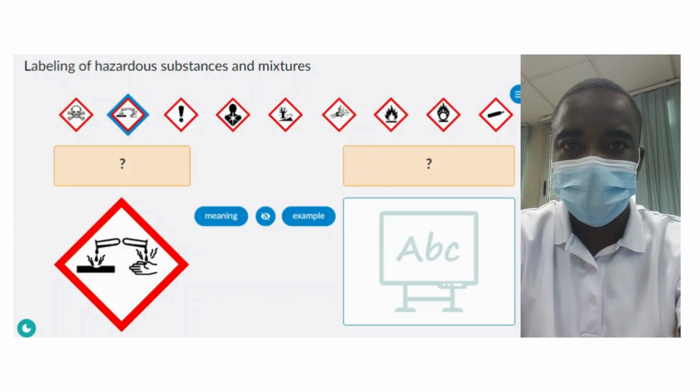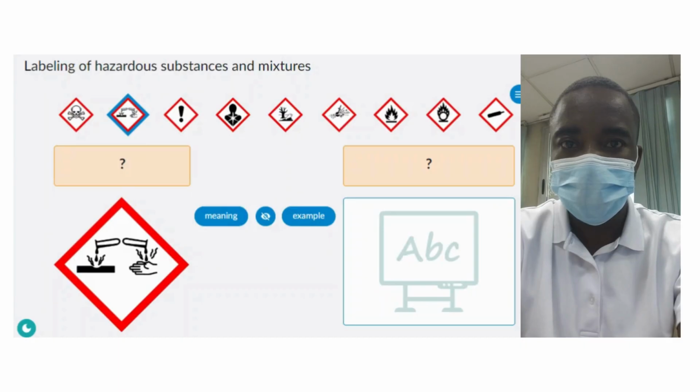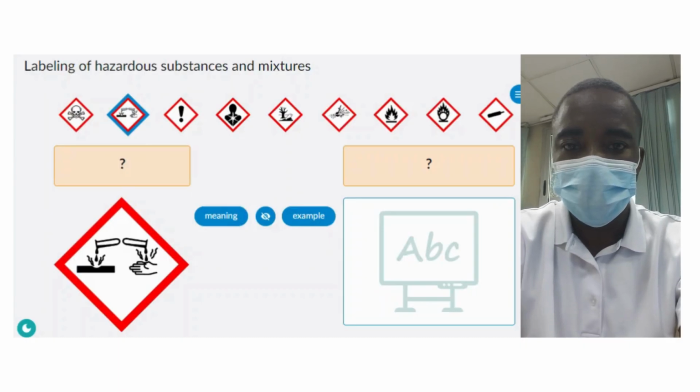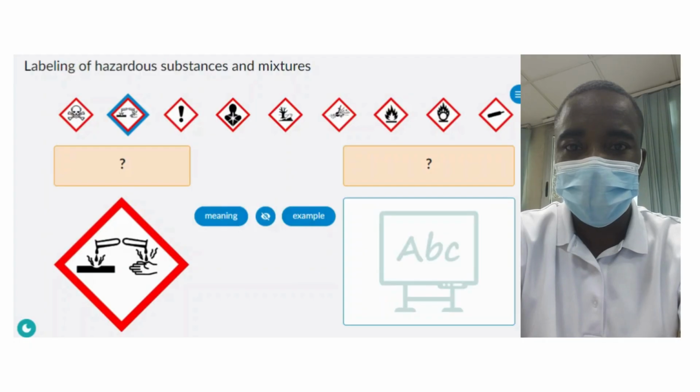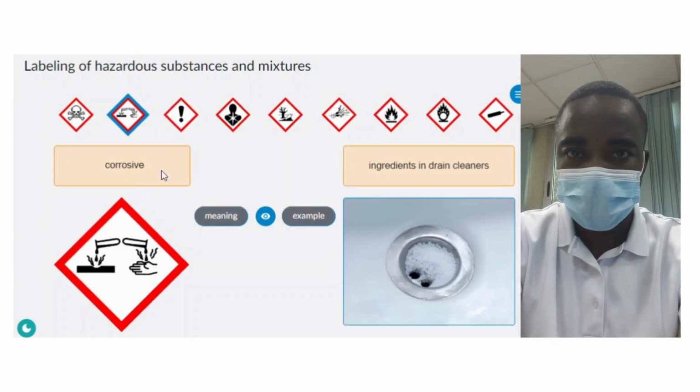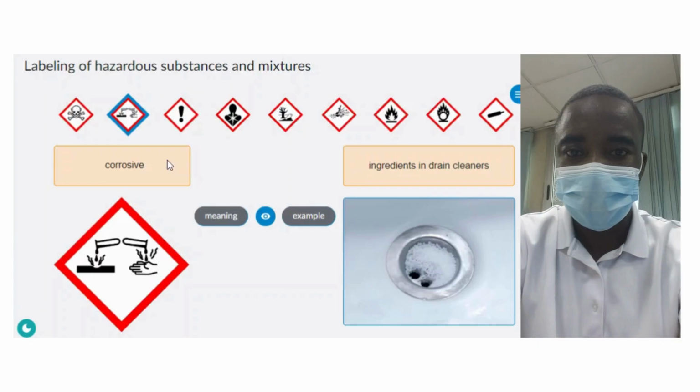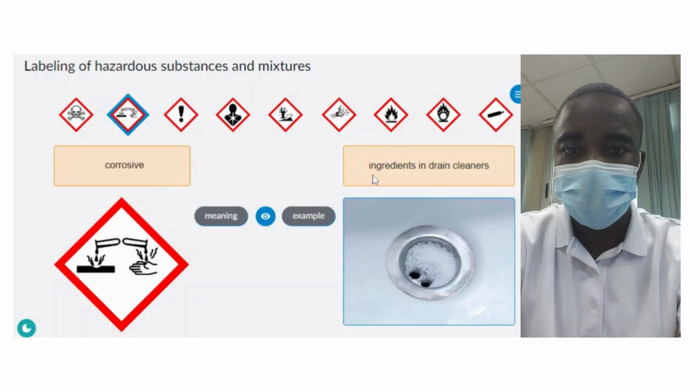The hazardous substances and mixtures simulation is a valuable tool for teaching and learning about the properties, risks, and safe handling practices of various hazardous substances and mixtures. By providing an interactive, visual, and comprehensive platform, it helps students understand the importance of safety protocols and the risks associated with hazardous materials. The simulation allows students to explore different types of hazardous substances, including toxic substances, corrosive substances, irritants, health hazards, environmental hazards, explosives, flammable materials, oxidizing agents, and compressed gases.